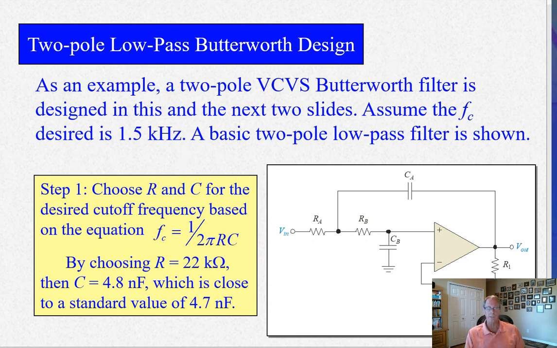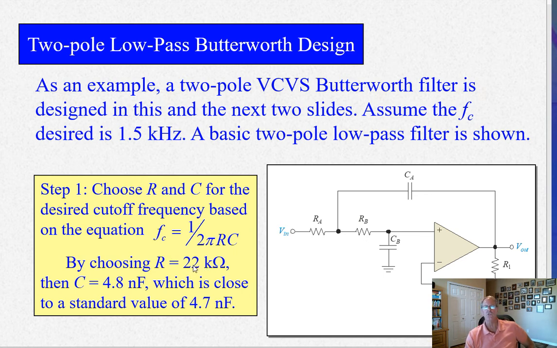1 over 2 pi RC is always the cutoff frequency for this circuit and for the high pass and for several other circuits we see from here on out. And this was the same in semiconductors, and I'm sure it was the same in your AC circuits. So if we want this 1.5 kilohertz, you can choose, and they choose a random resistor, 22K.